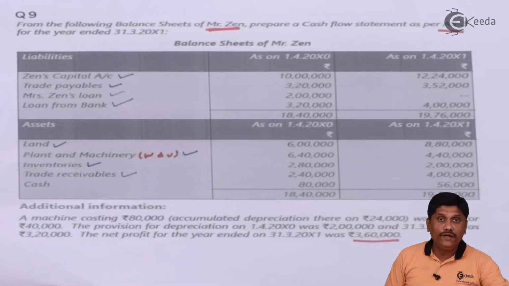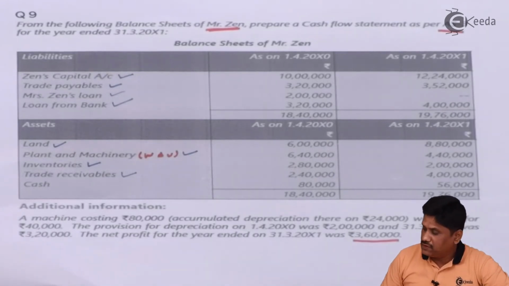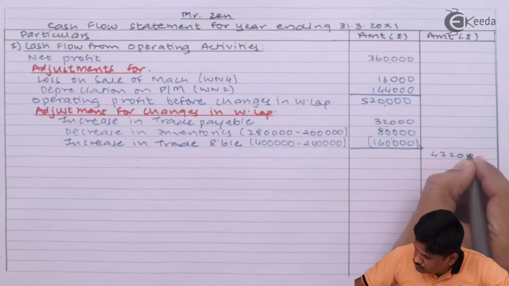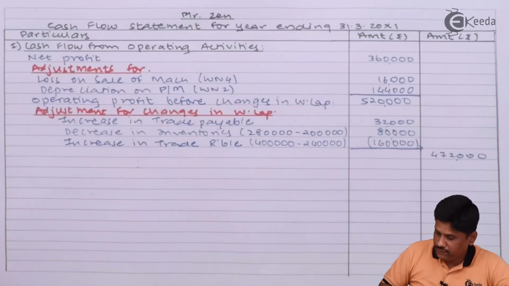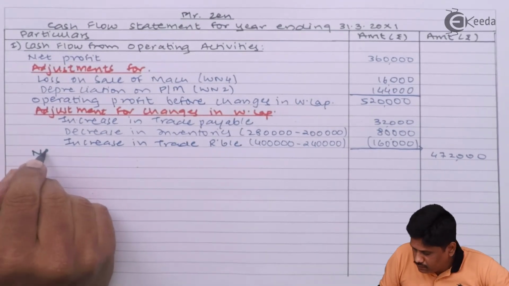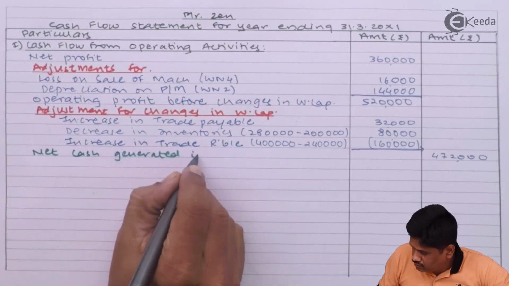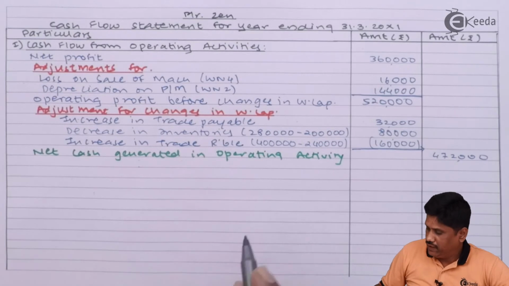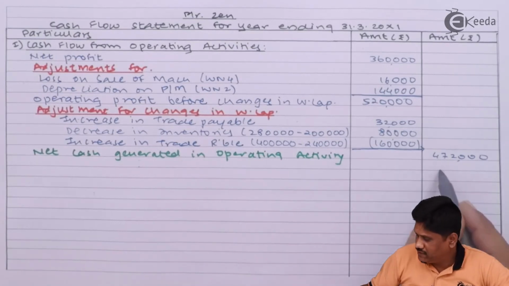Now we have completed almost every part of our question. Sab kuch cover kar diya maine, kuch bhi reh nahi gaya. Now it is time to close. There is a positive cash flow from operating activity, so I can say net cash generated in operating activity. Theek hai, to ye cash generate ho gaya. Idhar mera space thoda waste hua hai to fine chalega.